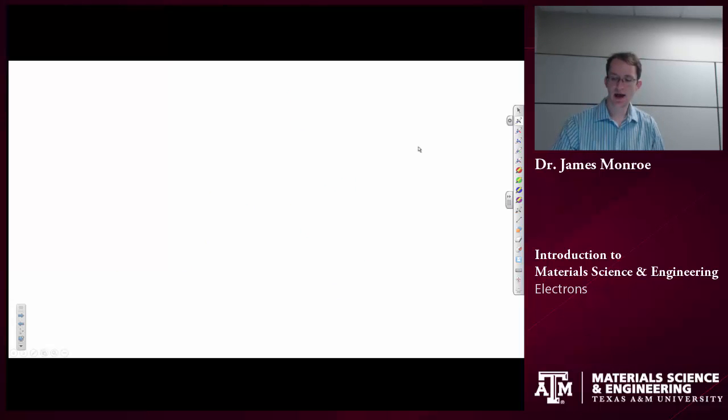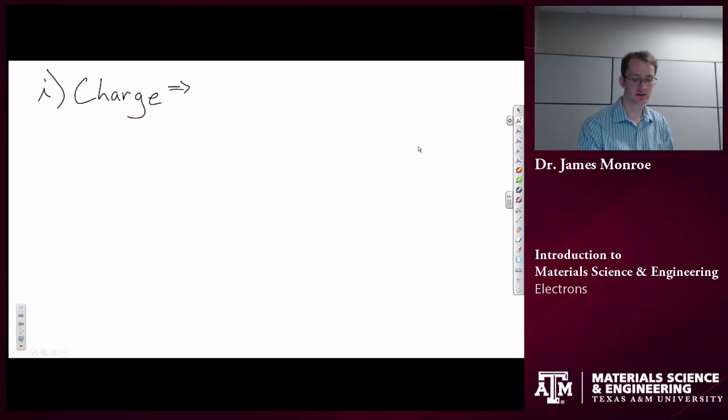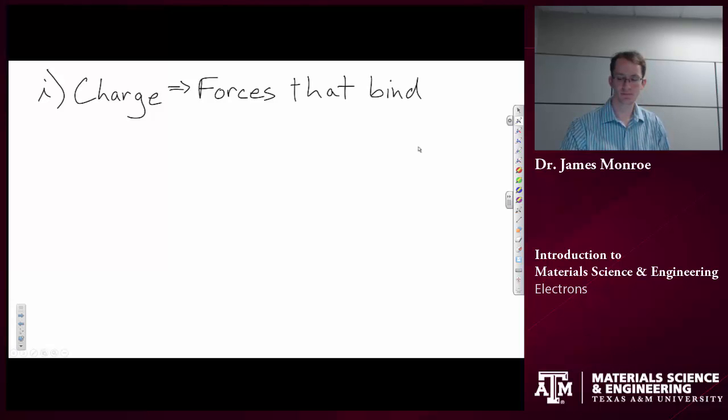So we have charge that creates forces that bind the atoms together. Binds the electrons to the protons, essentially.